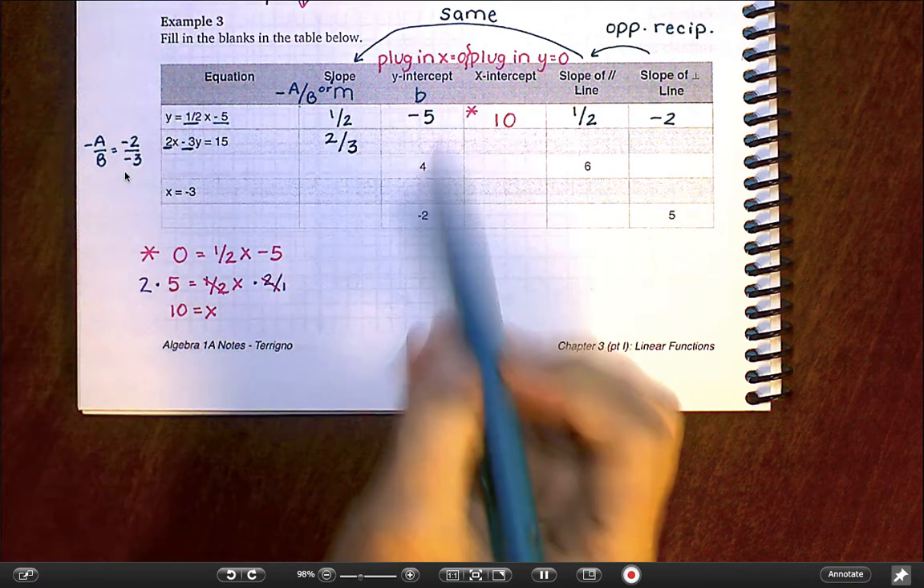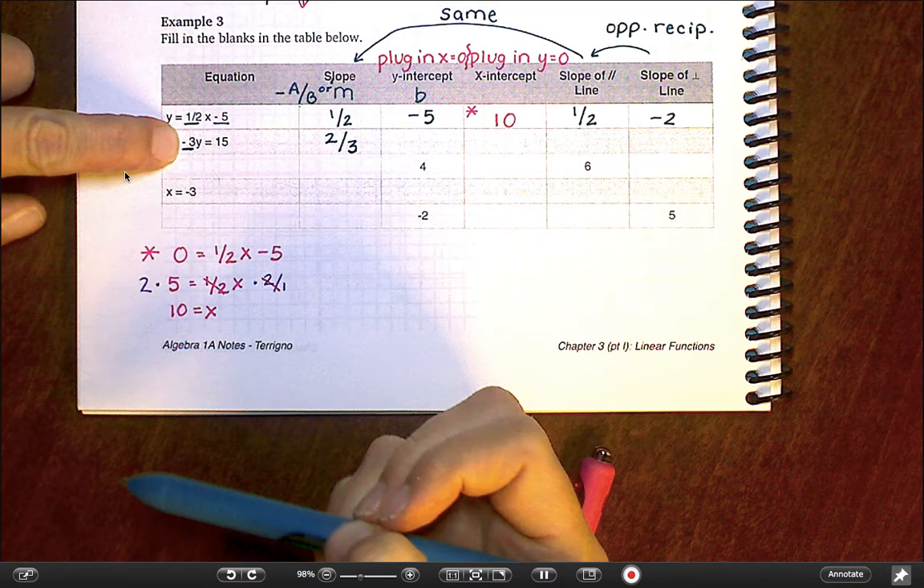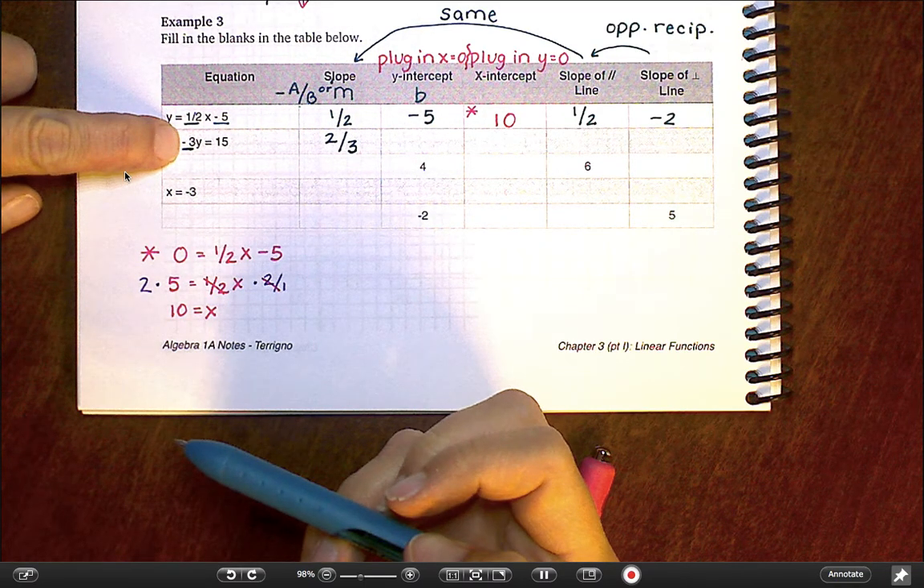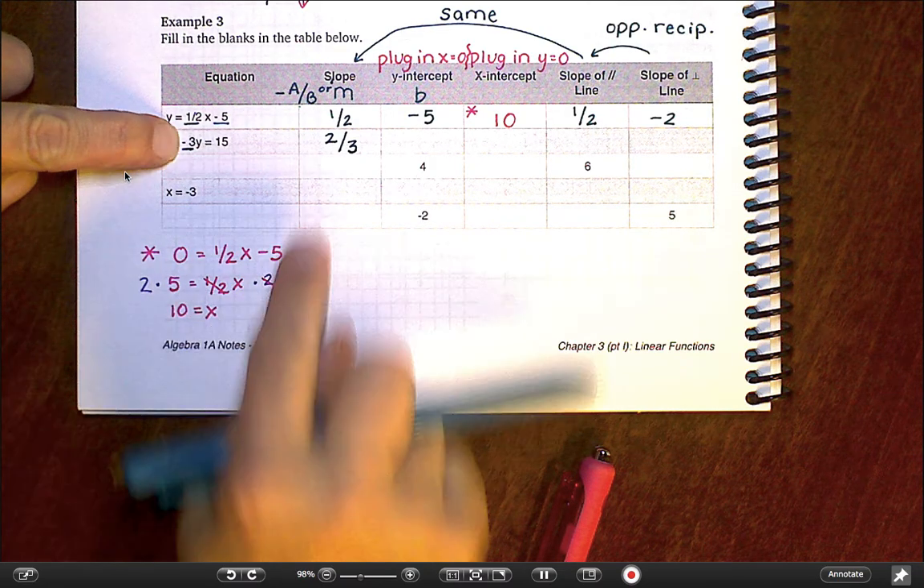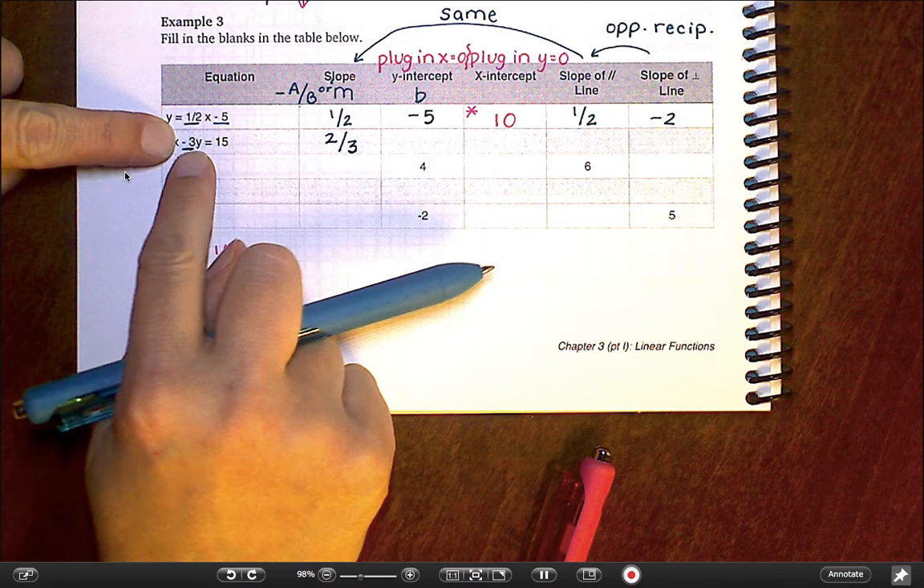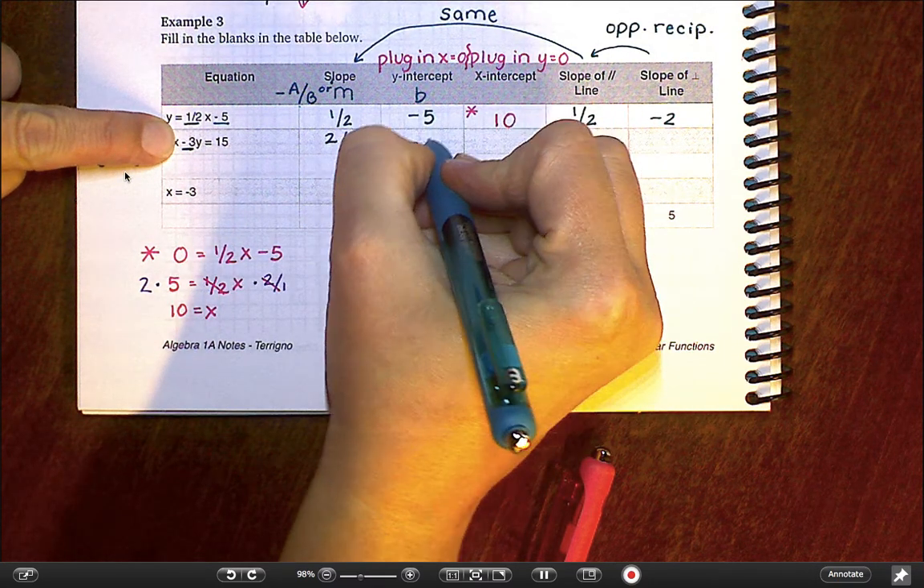So when I plug in a 0 for x, really what I'm doing is canceling out the x, and I'm left with -3y equals 15. I don't think I have to do all of this work, but I am going to solve by dividing by -3. So 15 divided by -3 is -5.